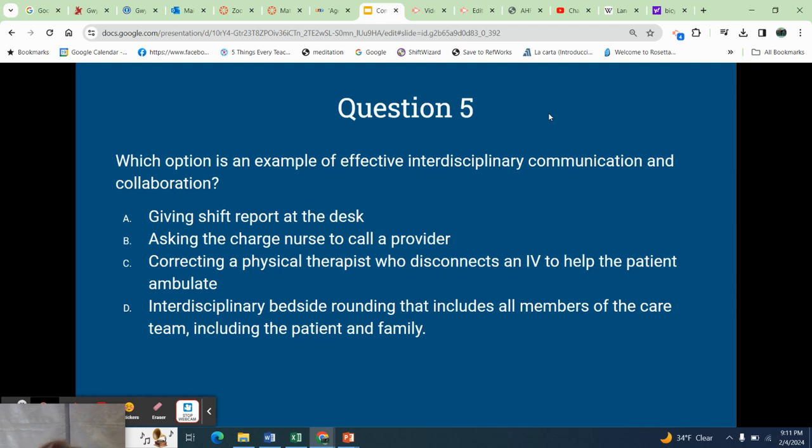Well, now, C's not entirely wrong unless... Well, you don't know how the nurse corrected the physical therapist. Was it in front of the patient? Was it done uncivilly? You are going to look at that Padlet for incivility. So that doesn't really give you enough information. But D, interdisciplinary bedside rounding that includes all members of the care team, including the patient and family, gets everyone a chance to utilize their skills.